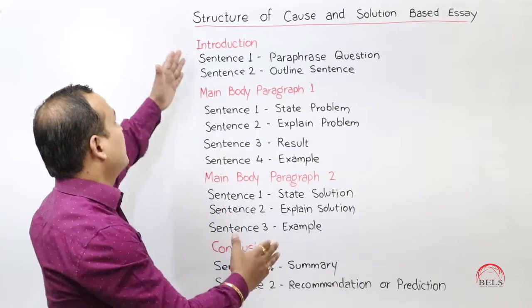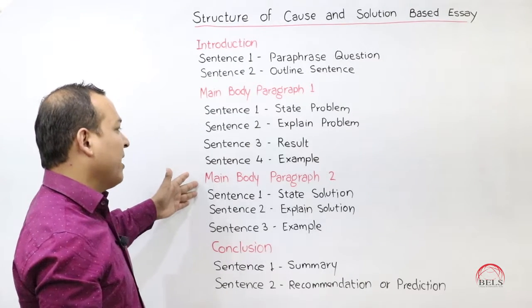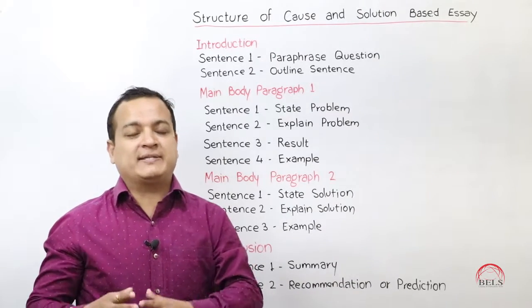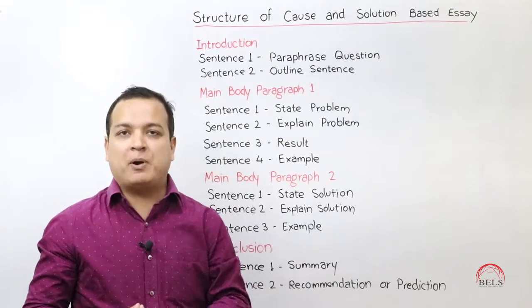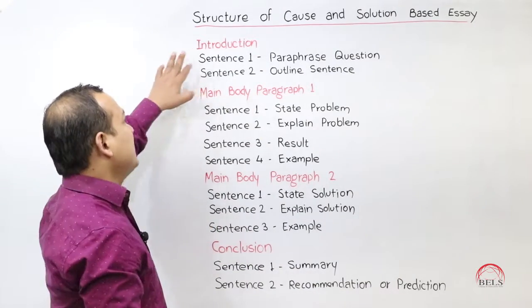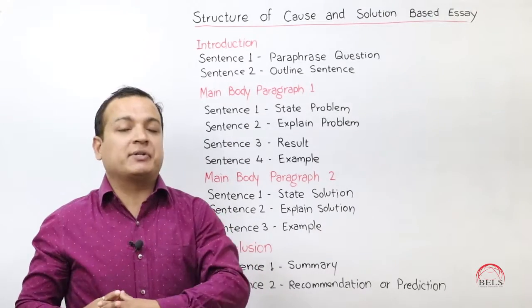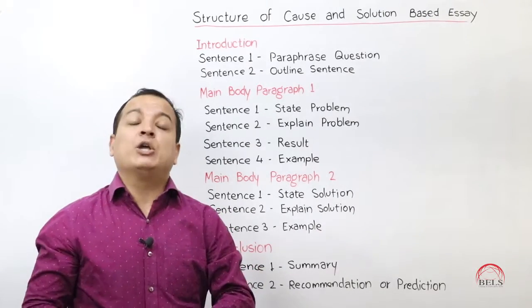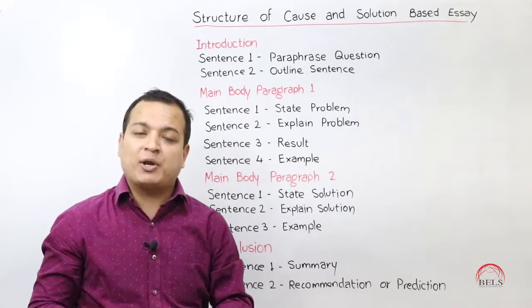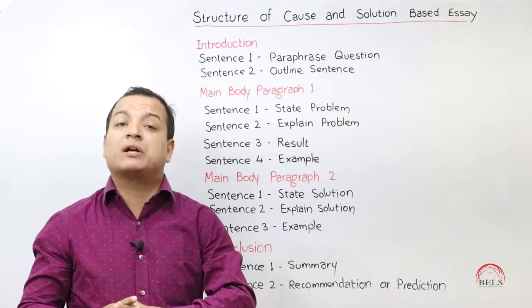So we have this structure. This is the introduction part, main body paragraph 1, main body paragraph 2, and finally the conclusion part. As you know, there are 4 parts. Essay is generally divided into 4 parts. So for a cause and solution based essay, you will be using 2 sentences here. The first sentence will paraphrase the question, as we have discussed previously, that for paraphrasing it, you can simply use a UVS formula, that is use of synonyms, then verb transformation, then sentence restructuring.